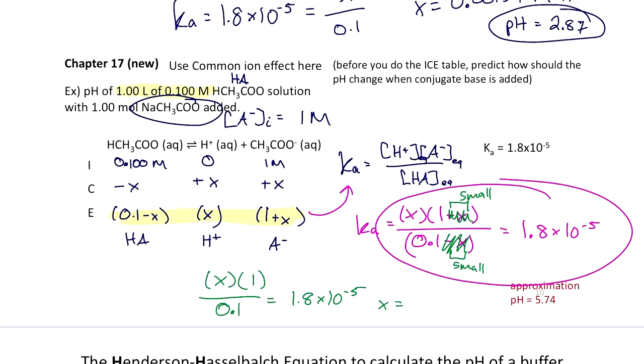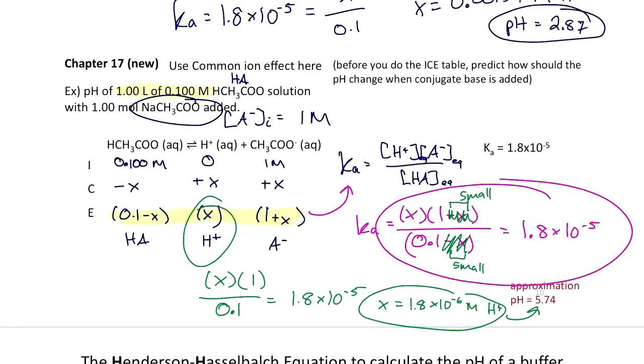X is equal to something like 1.8 times 10 to the negative 6 molarity. X is the concentration of what? Hydrogen, H+, perfect, because that's what the ICE table says. And so when you negative log that, you get a pH of 5.7.